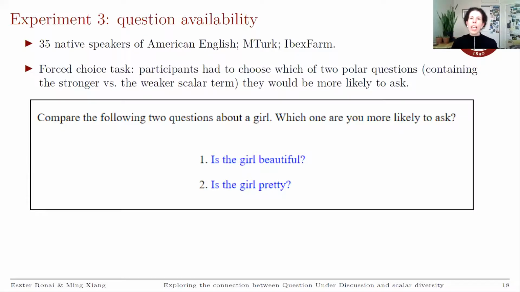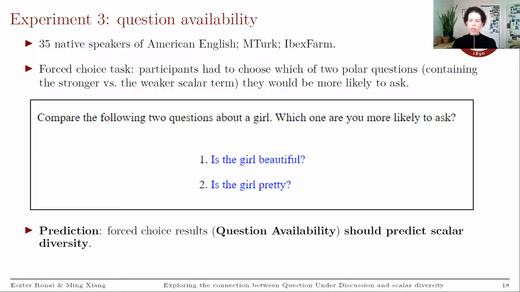So this image is again an example of a trial that was presented to participants in the experiment. You can see that the instructions were as follows. Compare the following two questions about a girl. Which one are you more likely to ask? And then participants could either click on, is the girl beautiful or is the girl pretty? In this case, investigating the pretty beautiful scale.